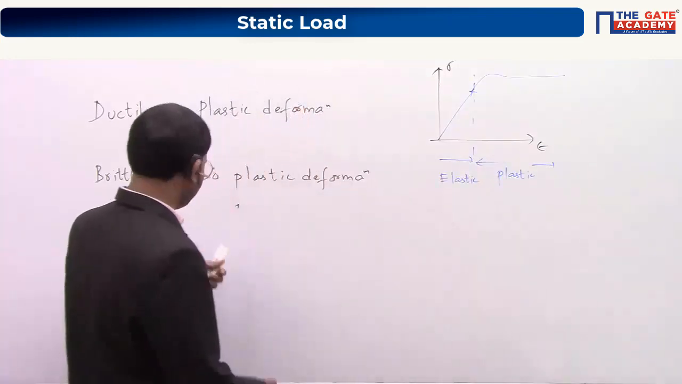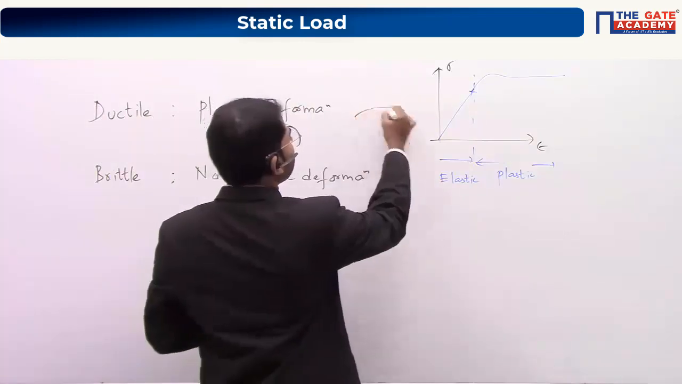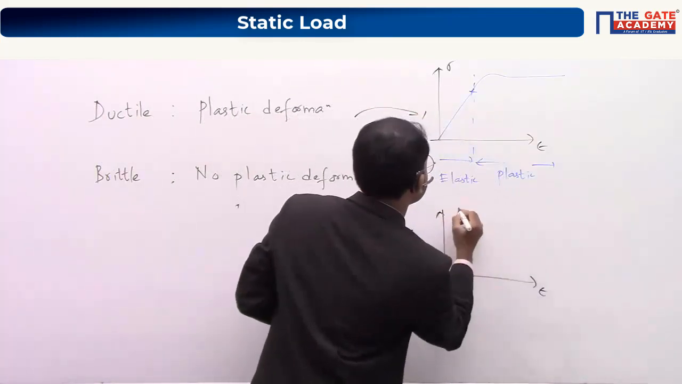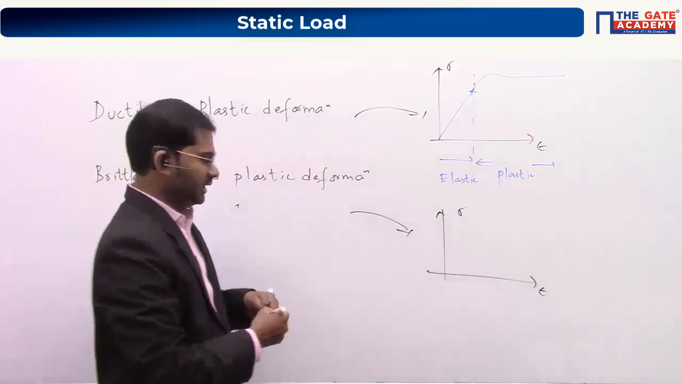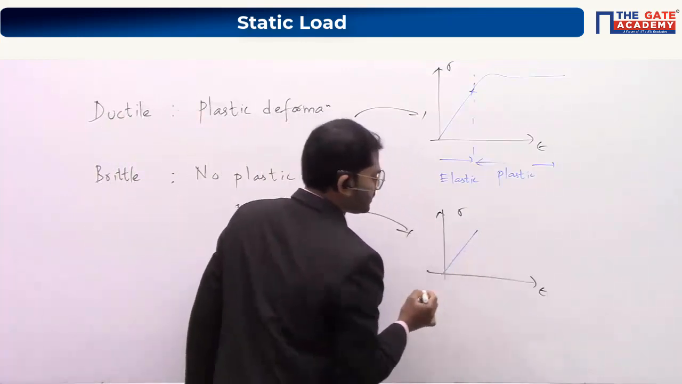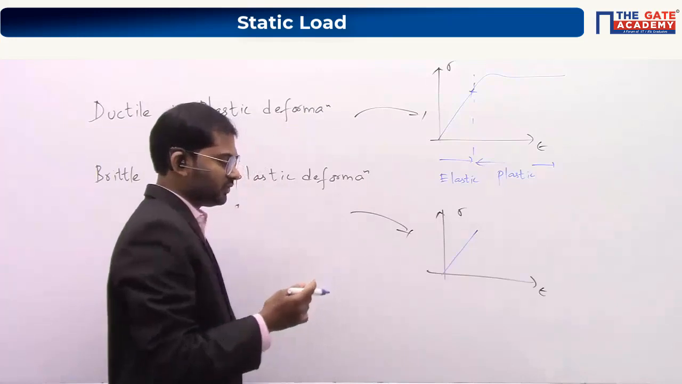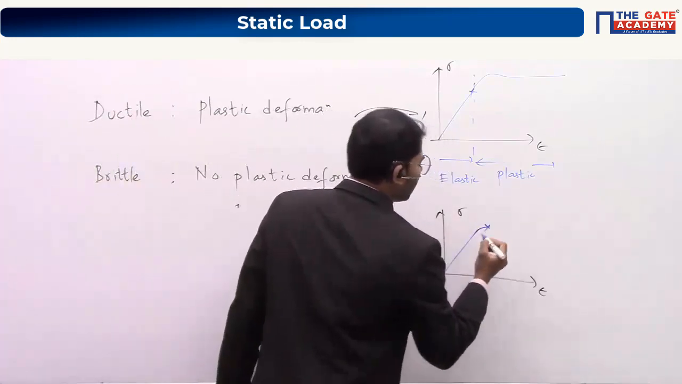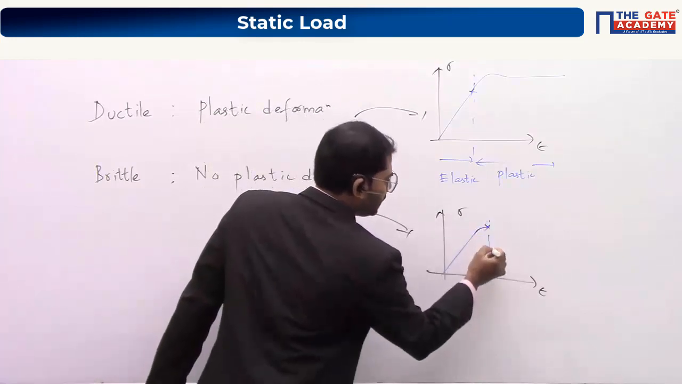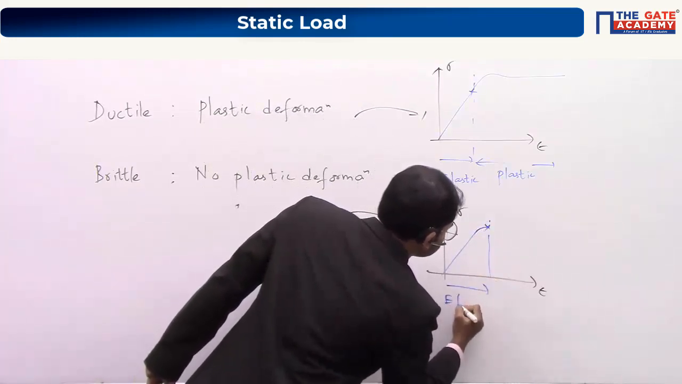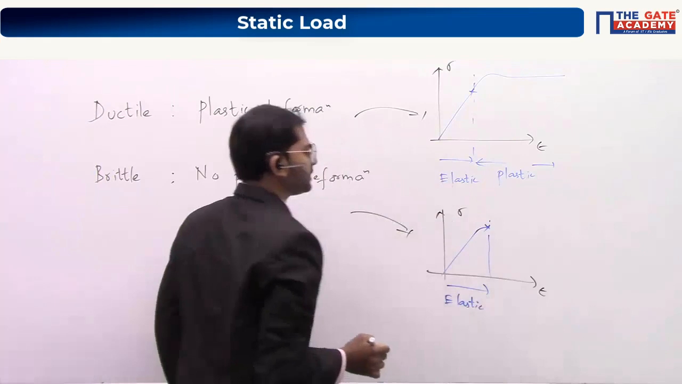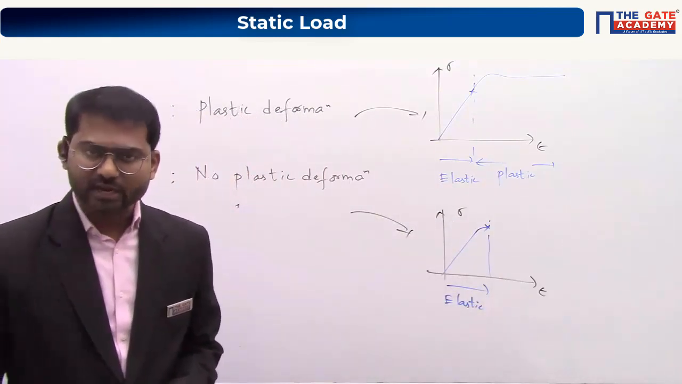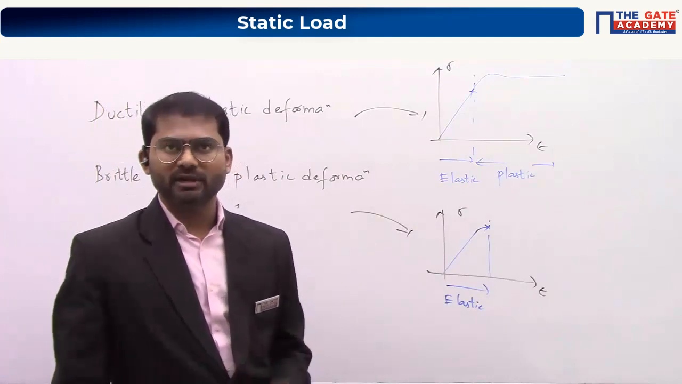So if you do the same loading for a brittle material, there will be no plastic region. So simply, the curve will be like this. The elastic region will come up here, so stress will be proportional to strain, and immediately fracture will happen. At the end of the elastic region, fracture will happen. There will be no plastic region at all. So this is how we differentiate a ductile material and a brittle material.